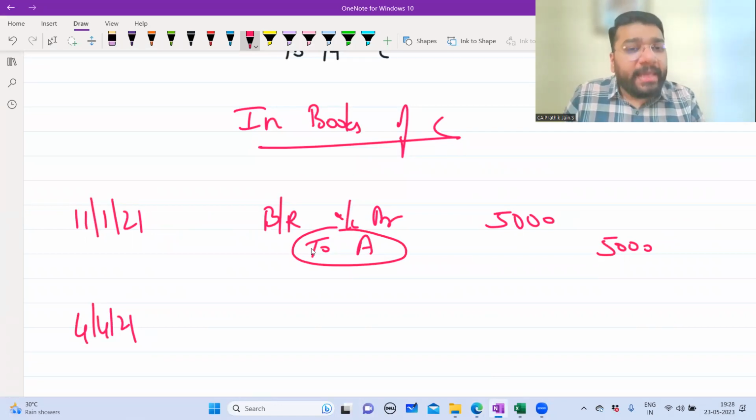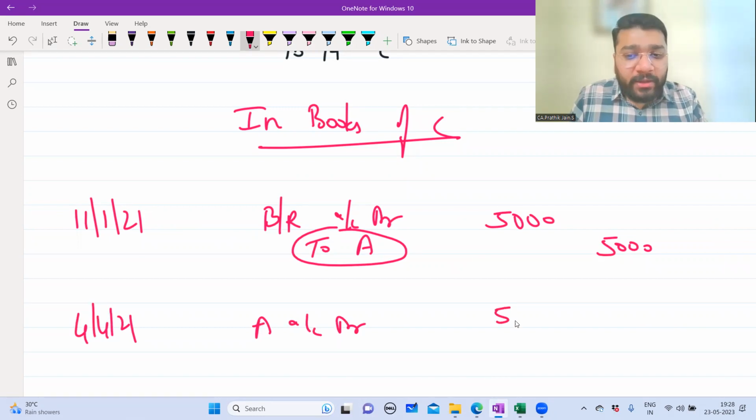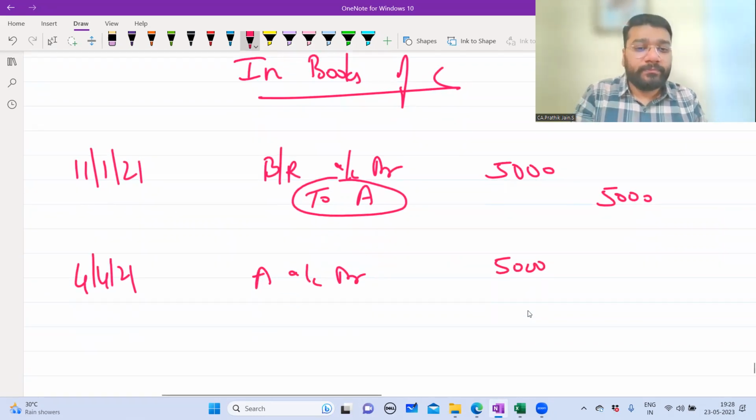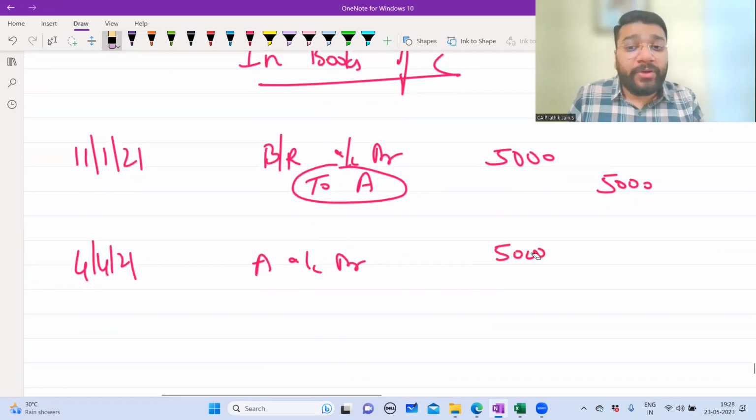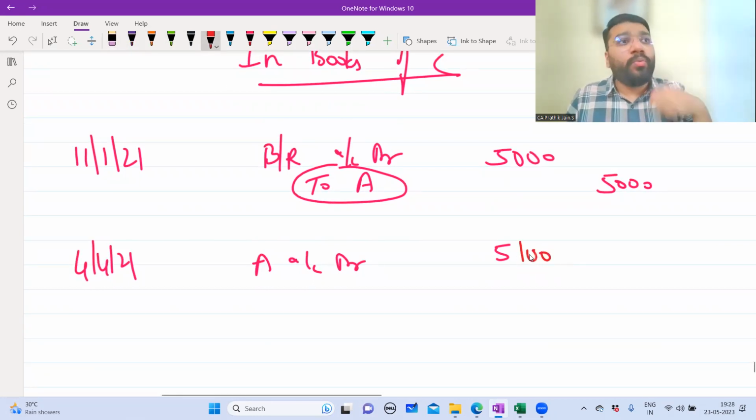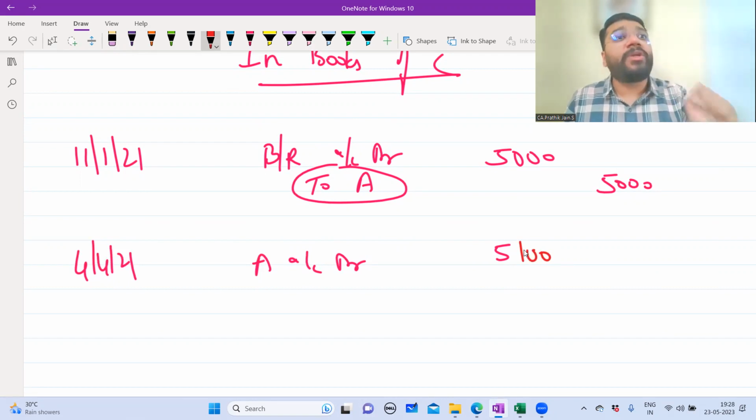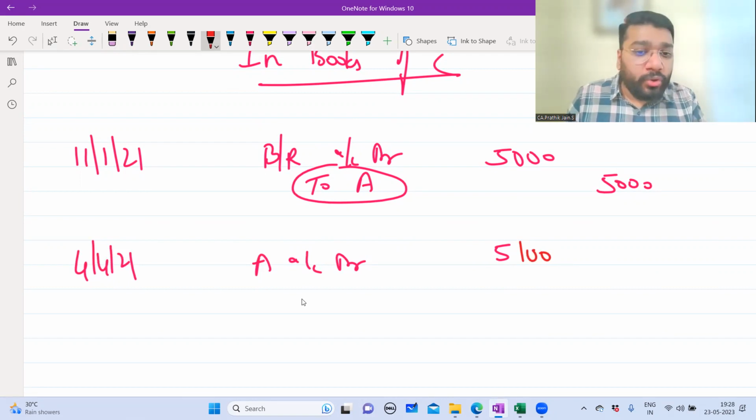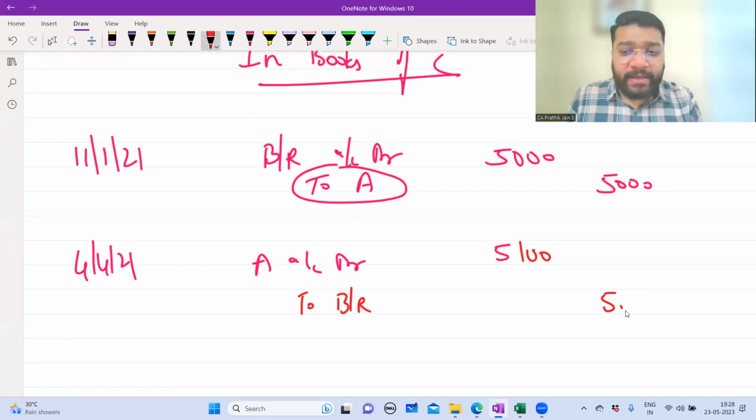Will you not recreate A? So A account debit 5,000, not 5,000, it will be 5,100, because we would want to recover from A a total of 5,100, 5,000 towards the bill and 100 towards the noting charges. To bills receivable 5,000 and to cash 100.